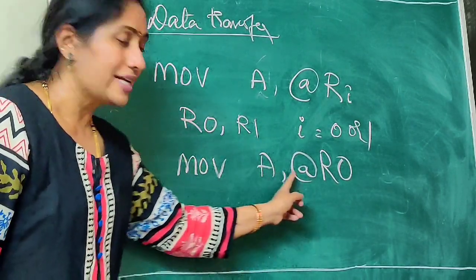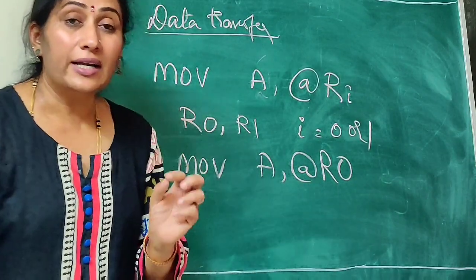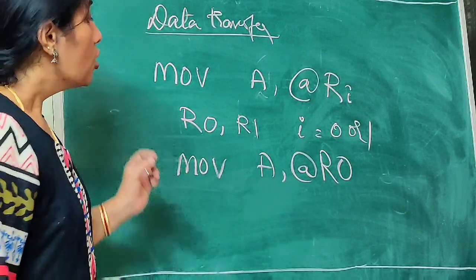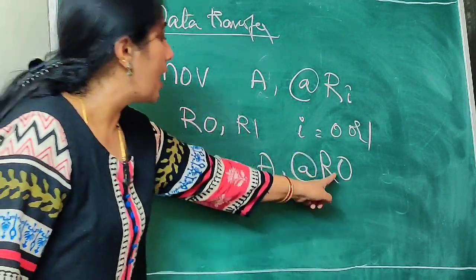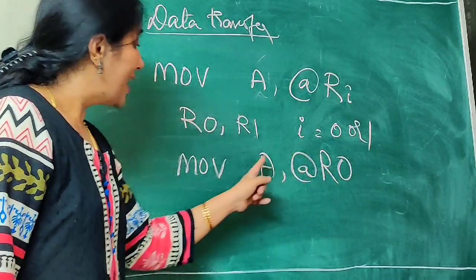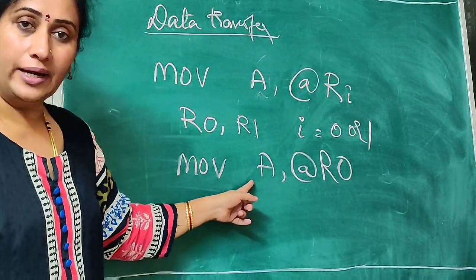When this instruction gets executed, the content of the memory location whose address is specified in R0 or R1 will get copied into the accumulator.